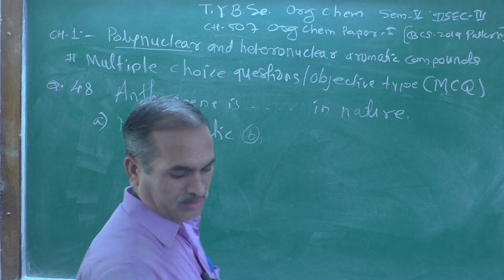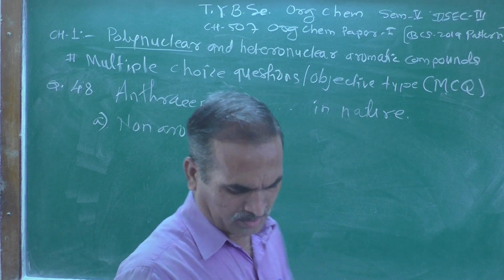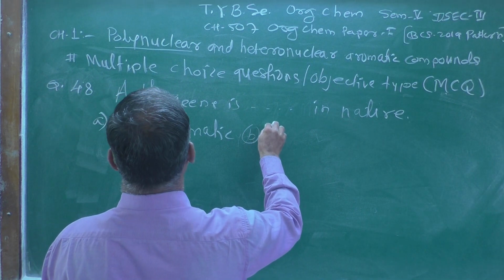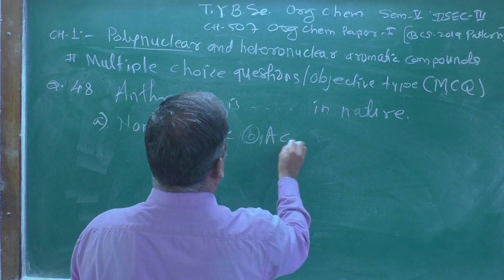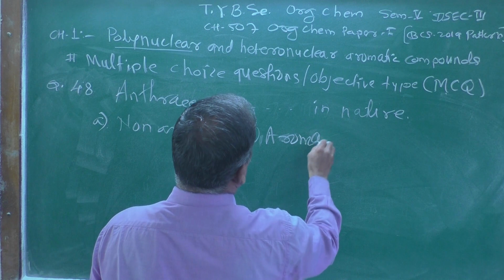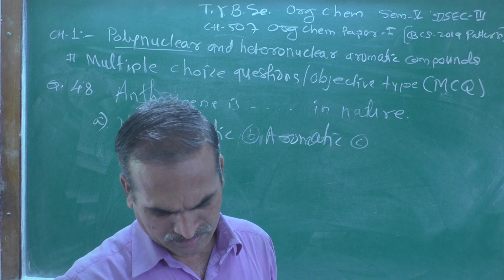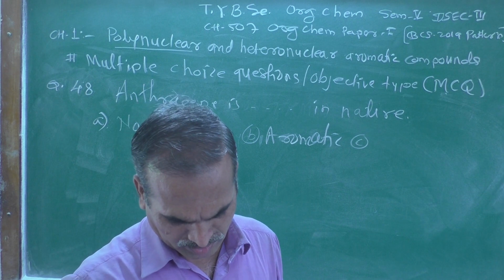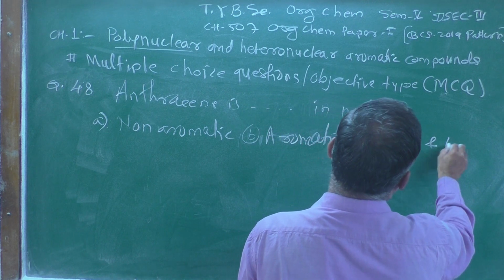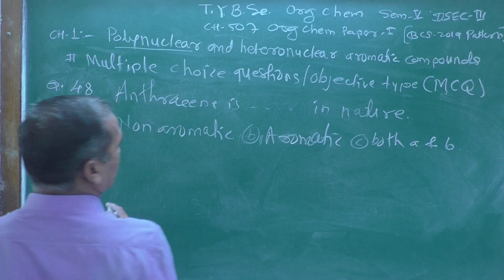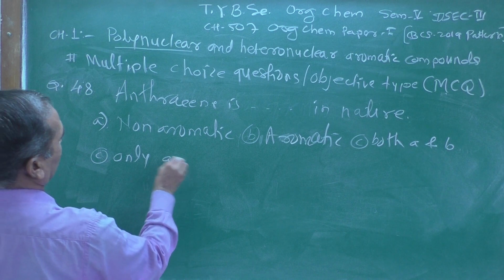B is aromatic in nature. C is both A and B. And D is only A.